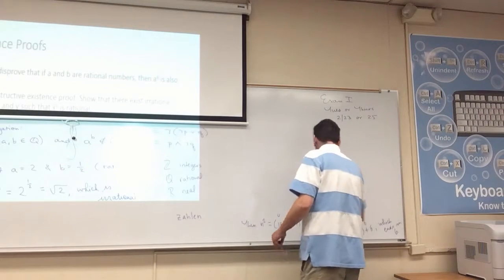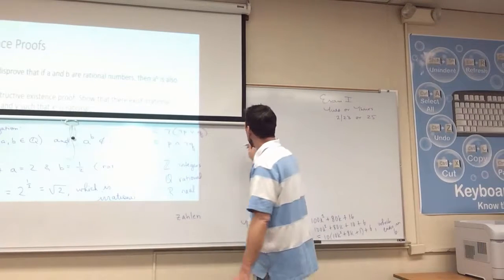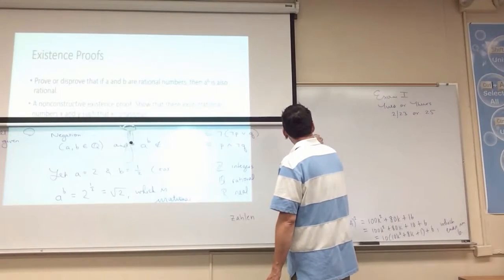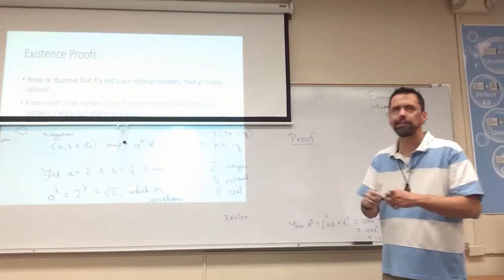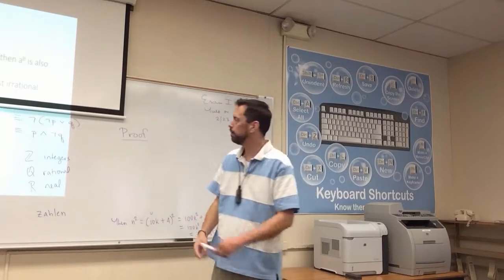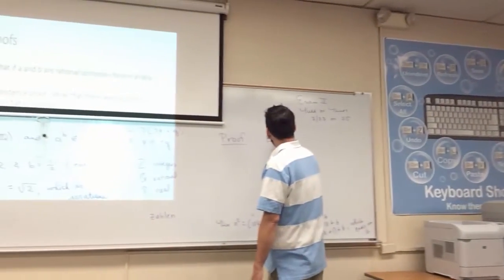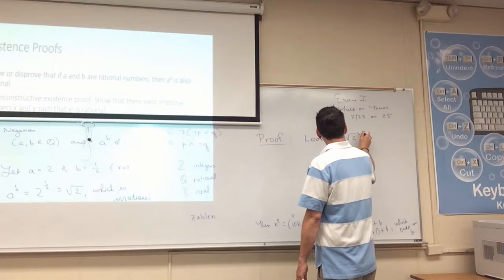And here's how you do it. Remember, it's non-constructive. I'm not going to tell you what the example is. I'm going to do the next best thing. I'm not going to tell you what the example is, but I'm going to tell you that either this number or this number does it. All right? Look at the number square root of 2 to the power square root of 2.